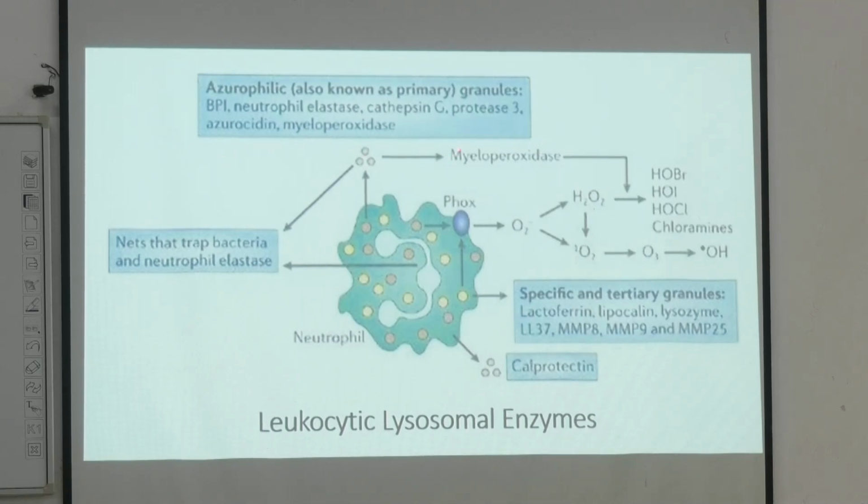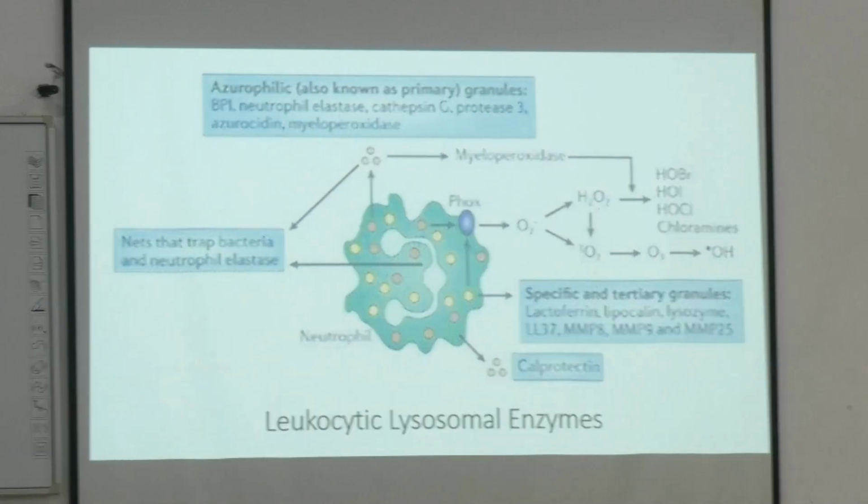The primary granules secrete various enzymes like neutrophil elastase, cathepsin G, myeloperoxidase, azurocidin, and protease 3. And the secondary or tertiary granules secrete enzymes like lactoferrin, lipocalin, lysozyme, and MMP8, MMP9, MMP25, etc. But the most important are the primary granules or azurophilic granules.